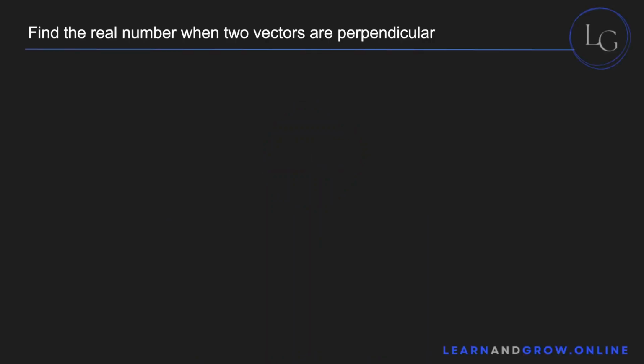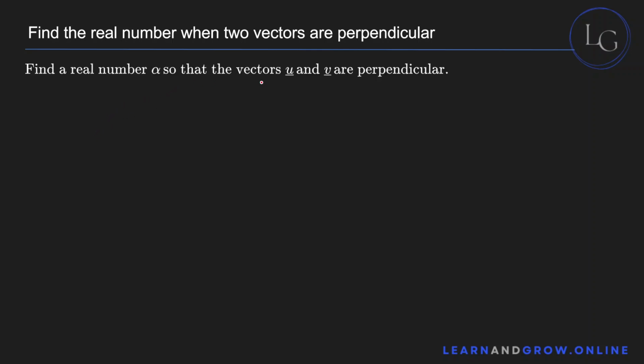Now let's see how you can find a real number when two vectors are perpendicular. It says here to find the real number alpha so that the two vectors u and v are perpendicular. It says that u is equal to 2 alpha i plus j minus k, v is equal to i plus alpha j plus 4k. How will you find this alpha value when the two vectors u and v are perpendicular?